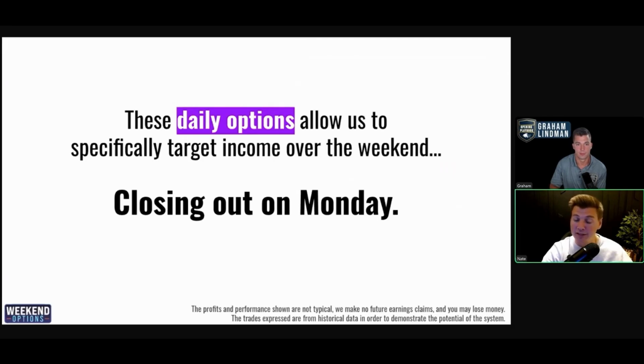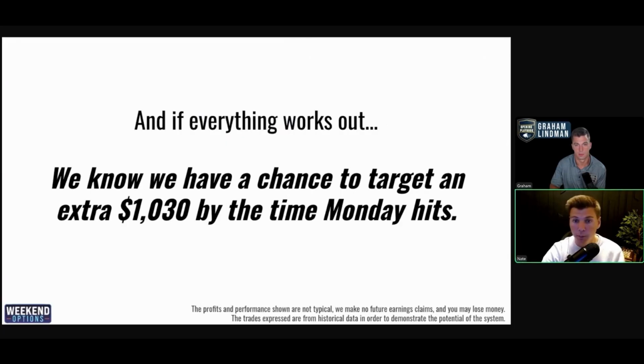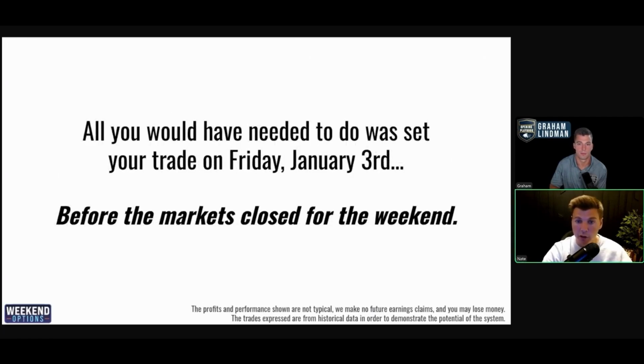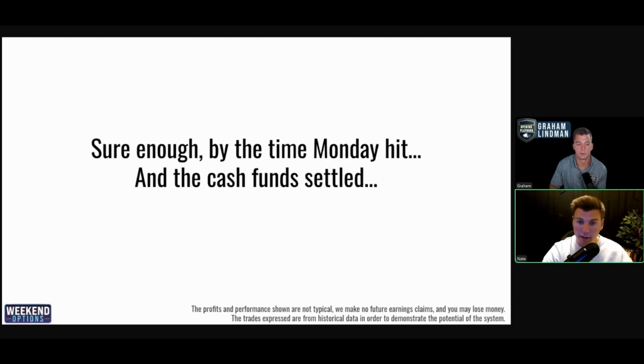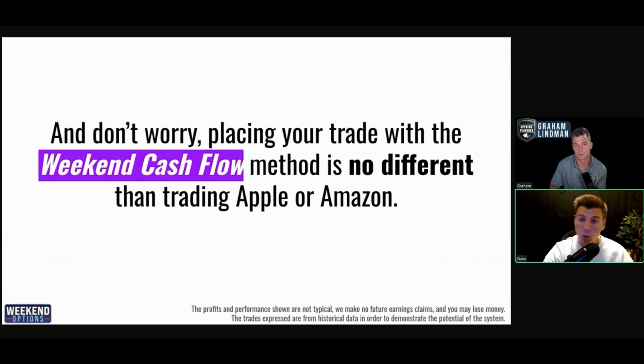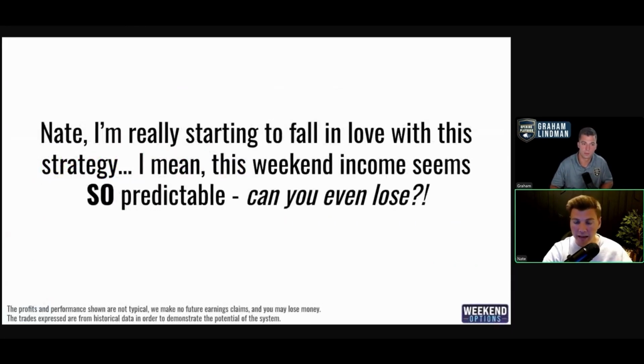Now, these daily options allow us to specifically target income over the weekend, closing out on Monday, which is super important. If everything works out, we have a chance to target about $1,030 by the time Monday hits. Just like the first weekend of 2025 that you were just referencing, all we had to do was make sure the trade was set January 3rd before the market closed for the weekend. Sure enough, by the time Monday hit and the cash fund settled, it would have been another winner in the books, $2,807 on that one. And don't worry, placing your trade with weekend cash flow is no different than trading Apple, Amazon, anything else.